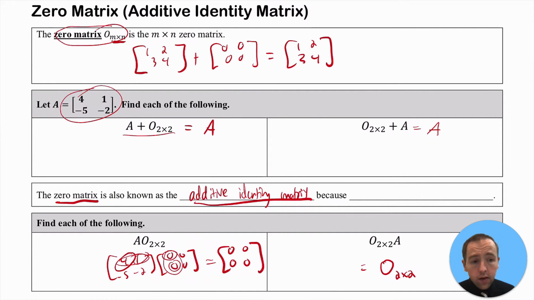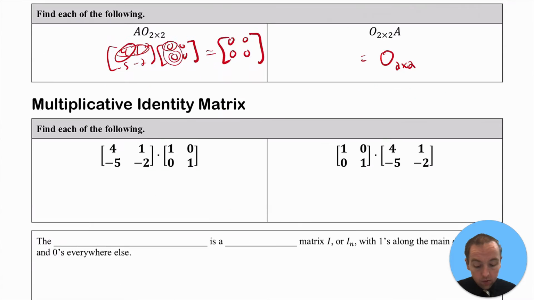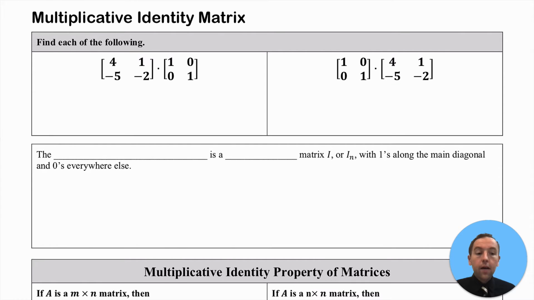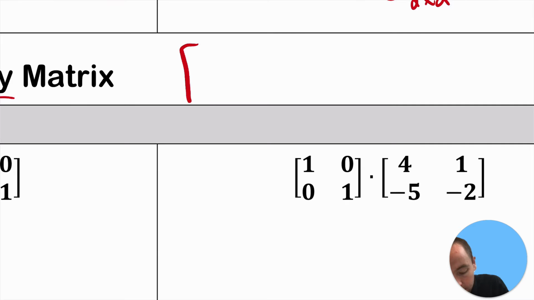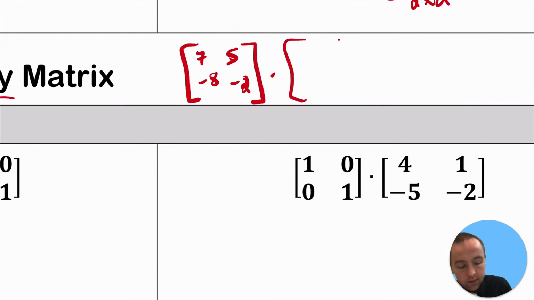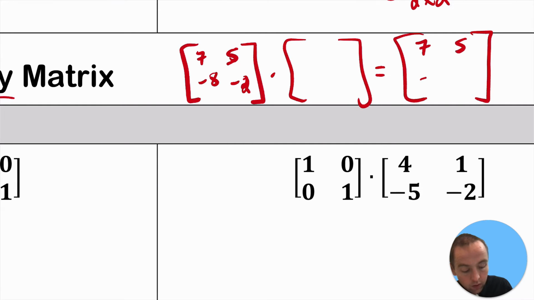So that's just some recap, reminding ourselves that capital O is the 0 matrix, and some terminology there. Now we're going to transition to the other operation, multiplication, and talk about the identity property there. If we're trying to deal with the identity property, but now with multiplication, basically what that means is I take a matrix that I'm just going to make up here, 7, 5, negative 8, negative 2, and then multiply it with something, and I want this to illustrate the identity property. The identity property means you want to end up with the same result after you perform the operation.